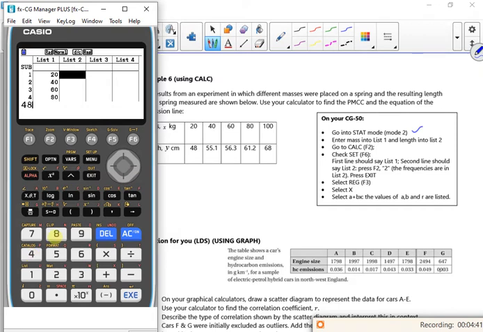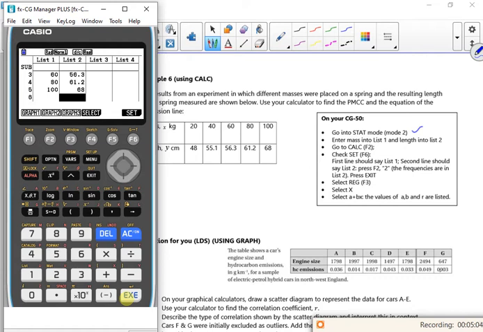The length it gives is 48, 55.1, 56.3, 61.2, and 68. Time for teaching as well soon.